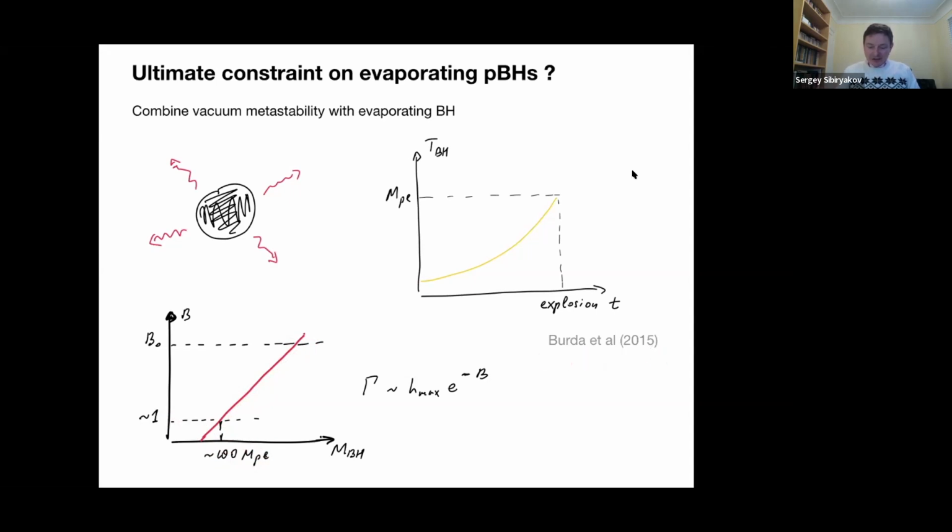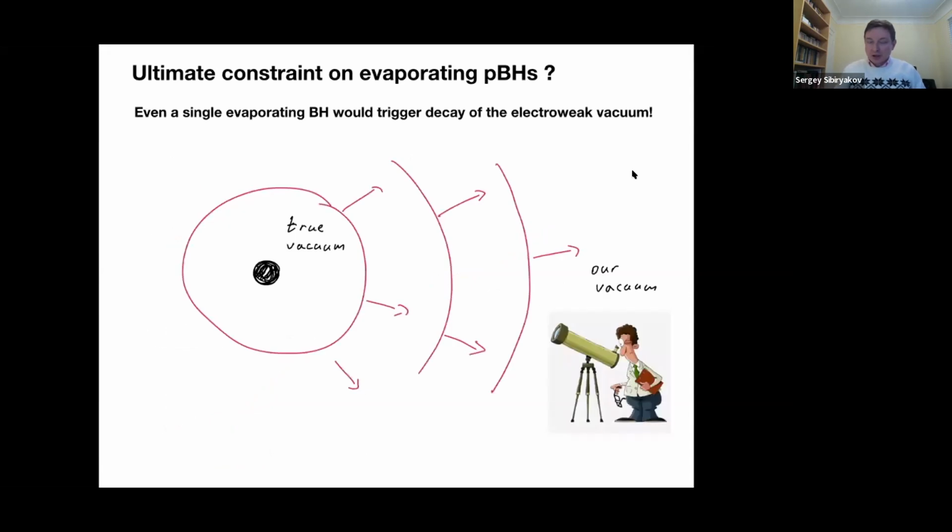This has tremendous consequences for primordial black holes, because it means that even a single primordial black hole in our universe would trigger vacuum decay without any suppression, essentially with probability of order 1, and would completely destroy our vacuum. In other words, there can be not a single evaporating black hole in our past.